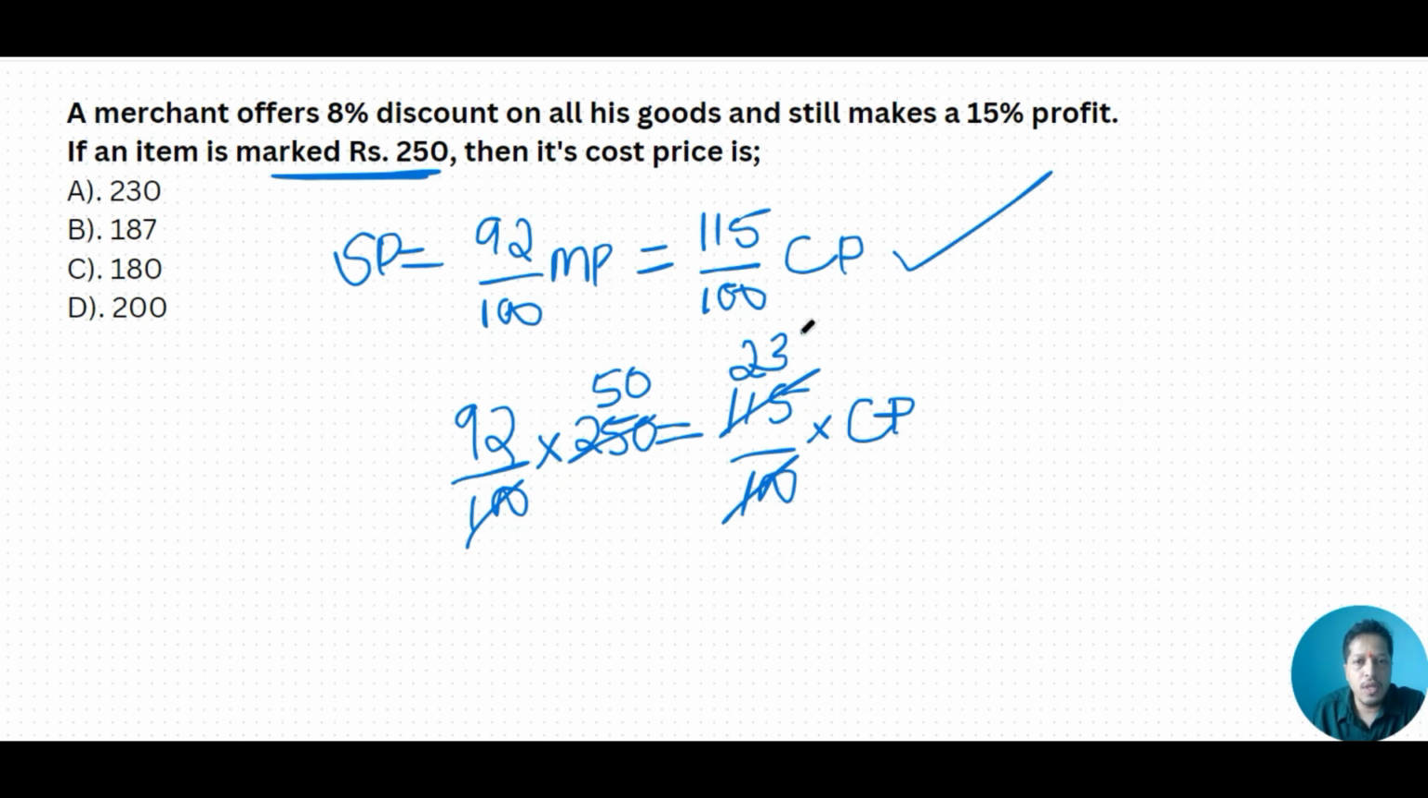Okay, 23 ones are 23, fours are... So 4 and 50 are left. So this is equal to 200, right hand side only CP is left. So the CP is 200. Okay, so option D, 200, is the right answer.